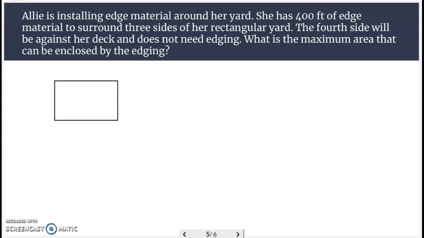Let's try to get this figured out here. And this side is the deck. So no need to have edging there, just on those 3 sides. We don't know what one is, so call this one X. That other one has to be X by virtue of a rectangle. And then we don't know this unknown side here, but we do know this.